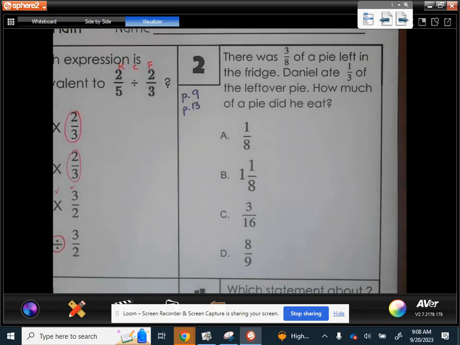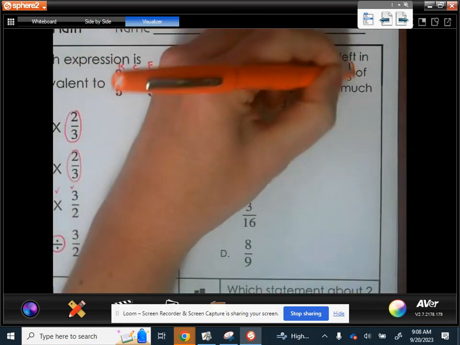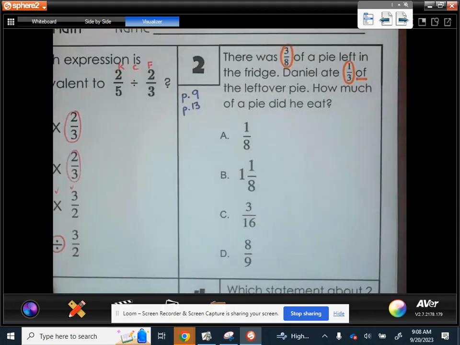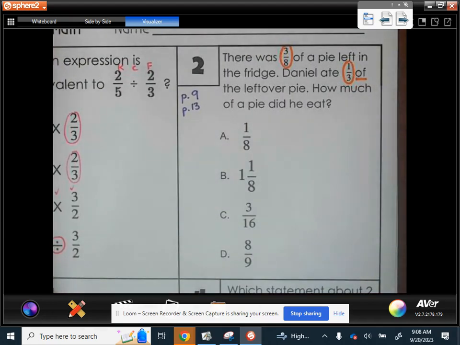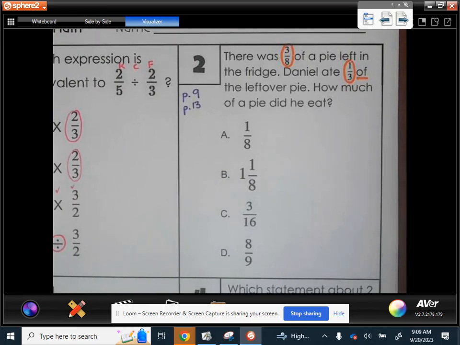There was 3/8 of a pie left in the fridge. Daniel ate 1/3 of the leftover pie. How much of a pie did he eat? So we know how much he had to begin with, and then we know he ate 1/3 of that. So remember that if you see a fraction followed directly by the word of, it has to be right after the fraction, there's a really good chance that that is a multiplication problem because a fraction of something is multiplying by that fraction. So on page 9, you do have your rules for multiplying fractions.